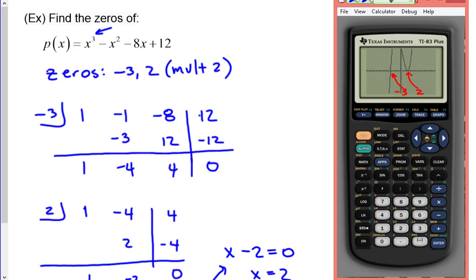So they were all real numbers, and that can happen. You just have to watch out and know that if you don't get enough initial zeros to get your polynomial fully factored, or at least down to a quadratic, try plugging in your zeros again to see if any of them were zeros of multiplicity.